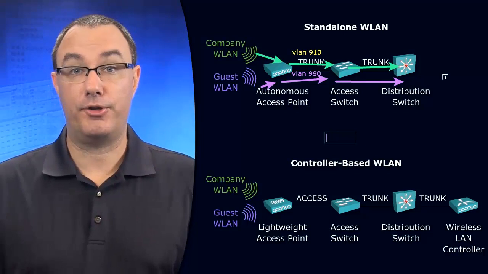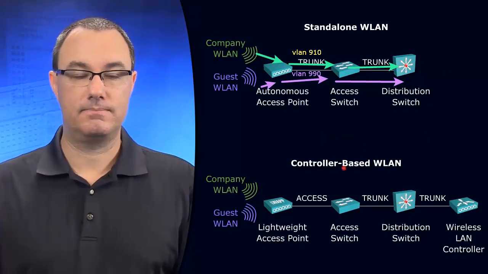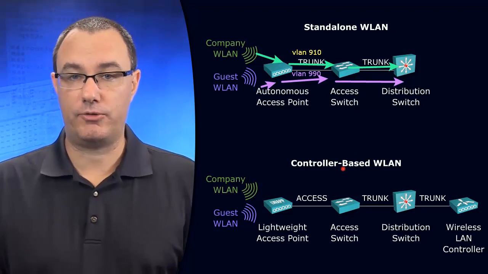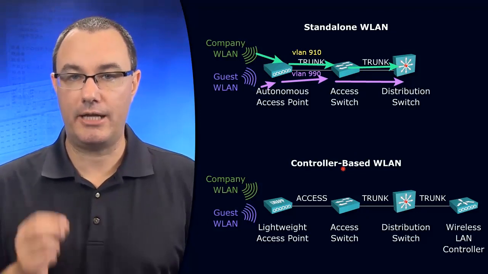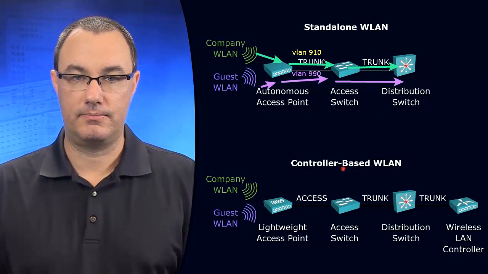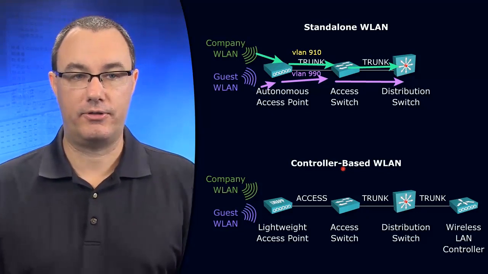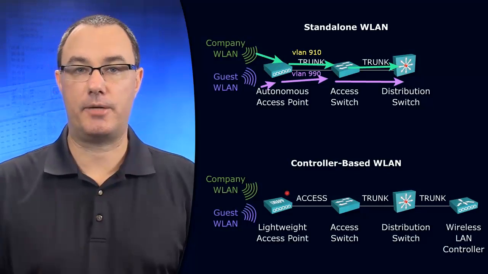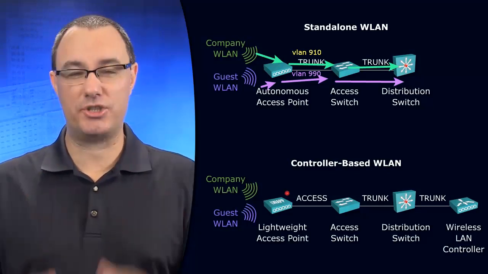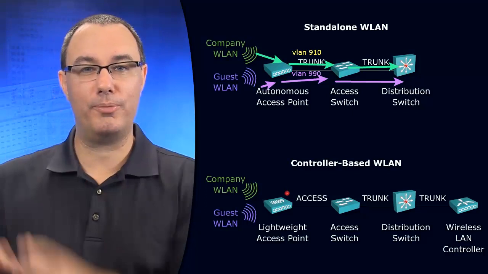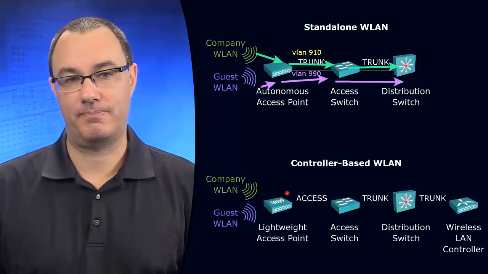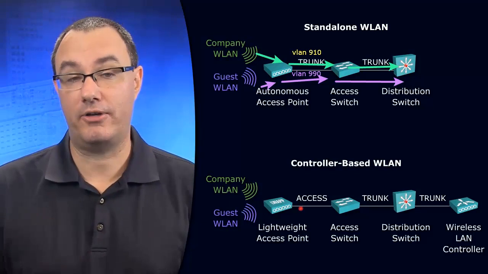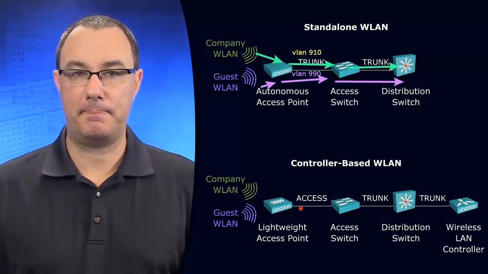Now, there's another way to go. If we have a controller-based wireless LAN, we're talking lightweight access points. Lightweight access points work totally differently than an autonomous access point. And I mean so much differently. Just throw the book out, start from scratch. These plug in via an access port. That's right.